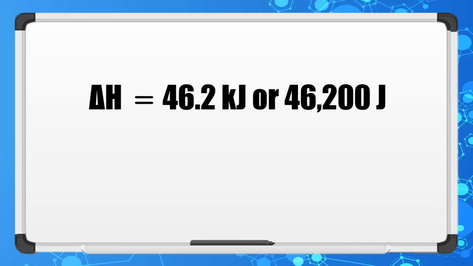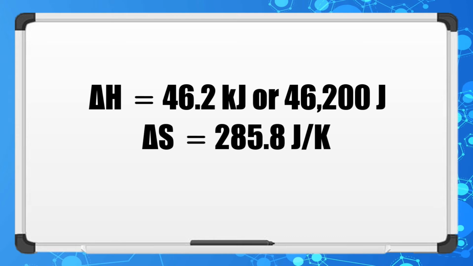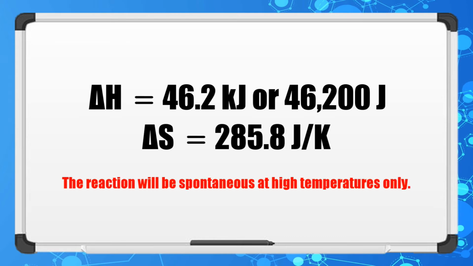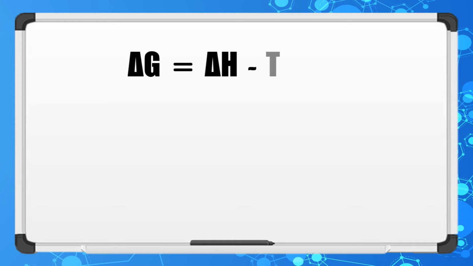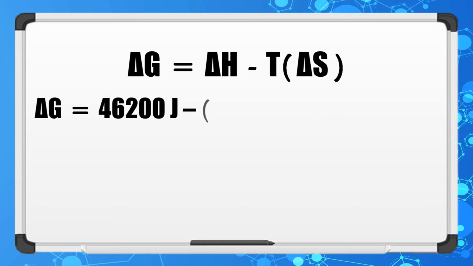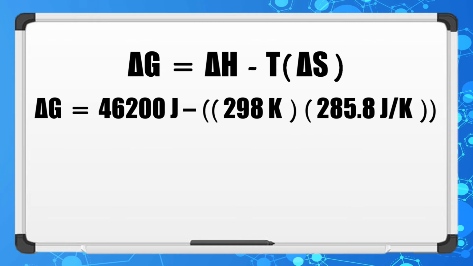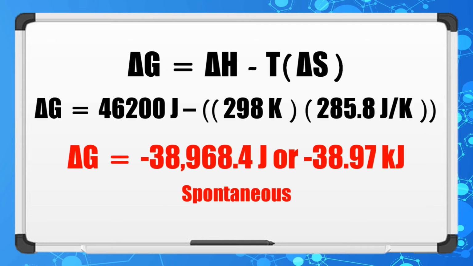We can see that both delta H and delta S are positive, which means that the reaction will only be spontaneous at high temperatures only. To see if the reaction will be spontaneous at 25 degrees Celsius, we need to compute the Gibbs free energy. We will use the formula for delta G, then substitute the values of delta H and delta S we had just obtained and then simplify. Delta G will be equal to negative 38,968.4 joules or negative 38.97 kilojoules.